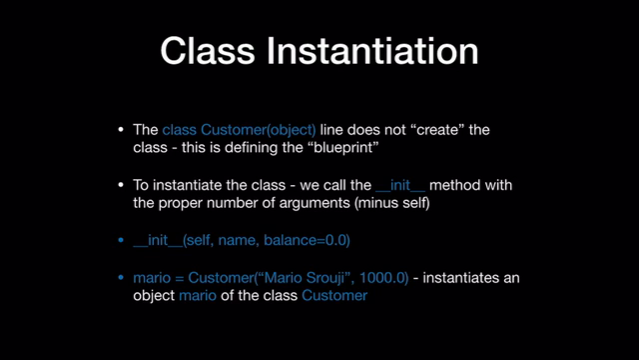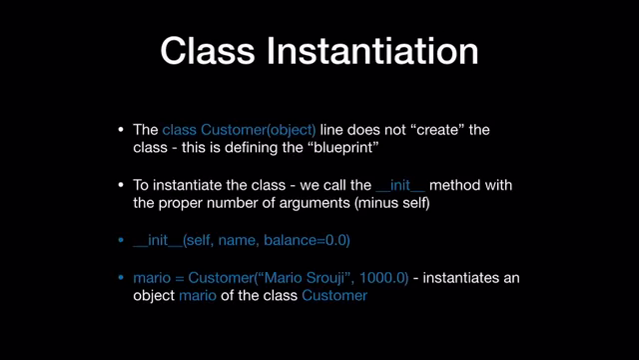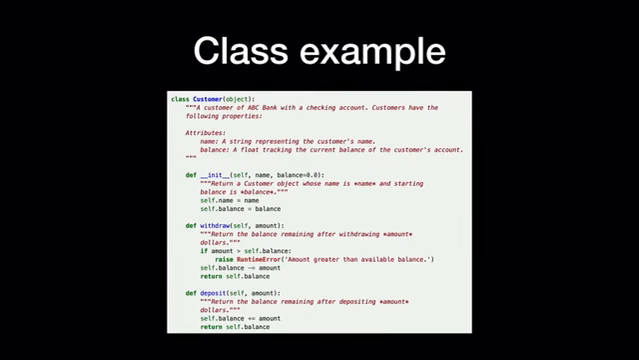So for example, in this previous example, if I want to instantiate this class, I'm going to say Mario equals Customer, which is the name of the class here. And I'm going to provide two arguments. The first argument is a string, and the second is a float. If you see here, the init method takes two arguments: a name, which is a string, and a balance, which is a float. Very simply, all this class does is set up a bank account for a customer, and you can withdraw and deposit money.